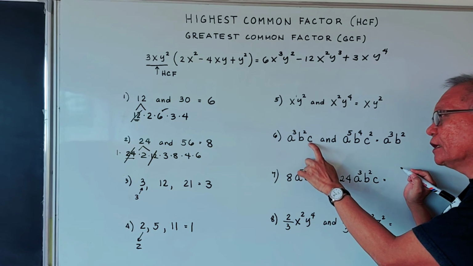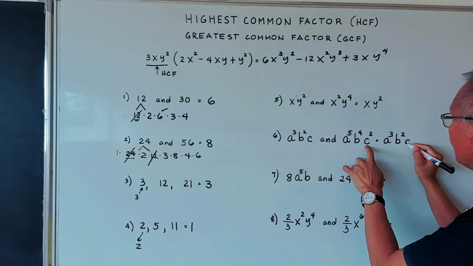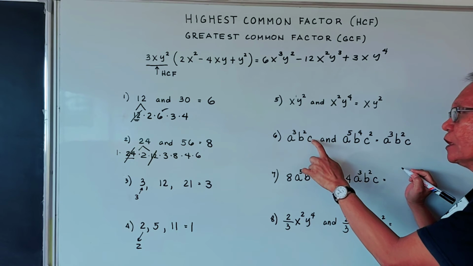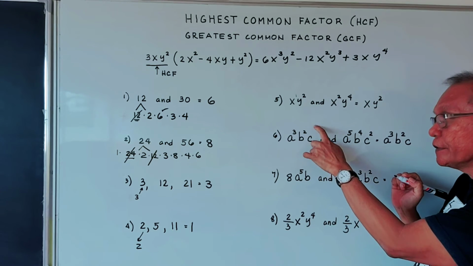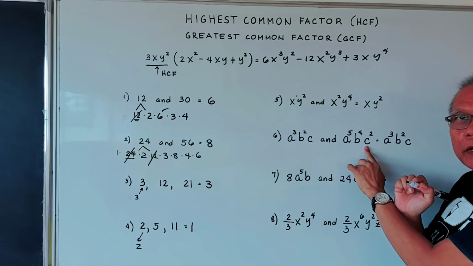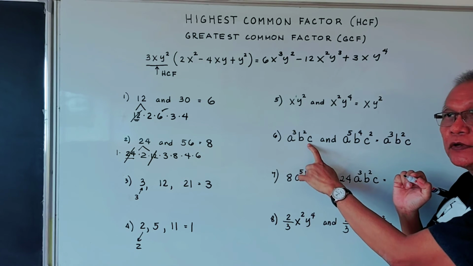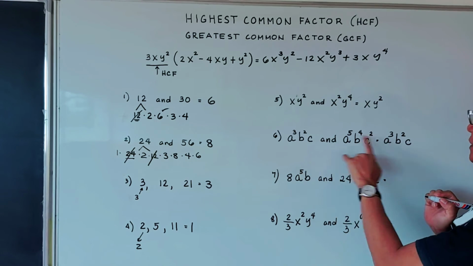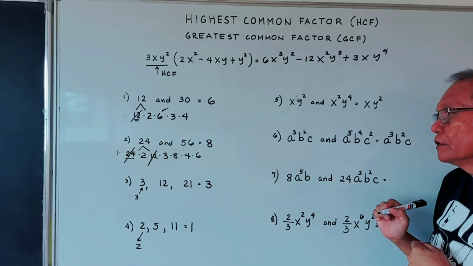We have the c here and the c here. Therefore, we have the c. Now, this one is c to the first, and this one is c squared. So we choose the smaller exponent, which is c, or c to the first.